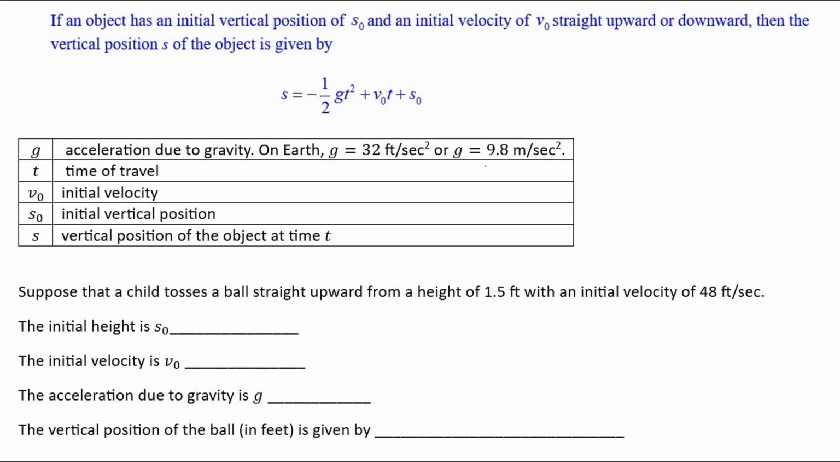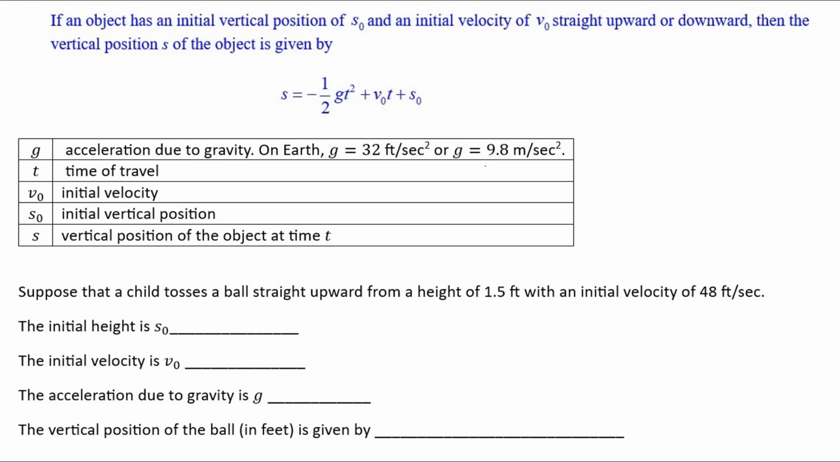V sub 0 is the initial velocity. S sub 0 is the initial vertical position, so how high you drop it from, or how high you shoot it up from, or wherever. And then S is going to be your vertical position of the object at a time t.